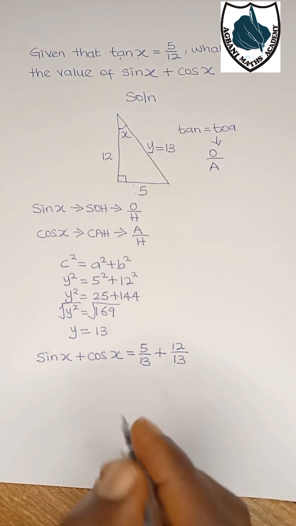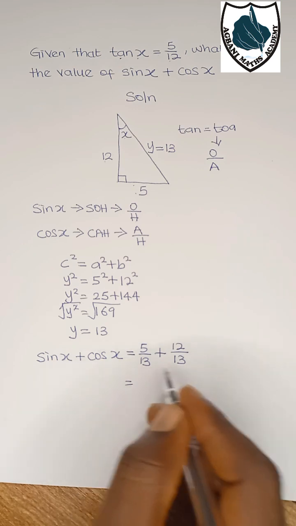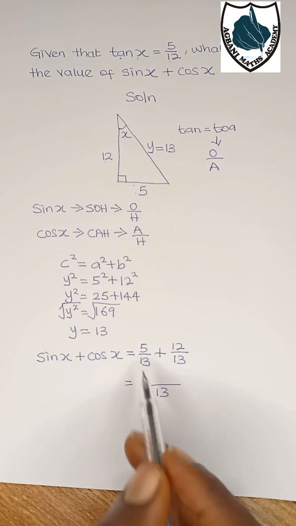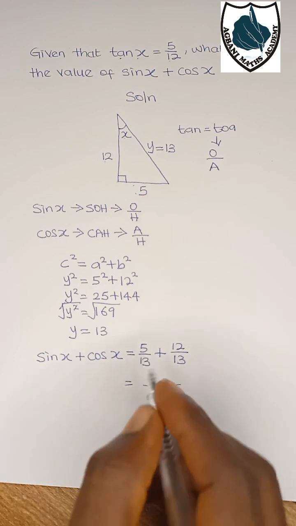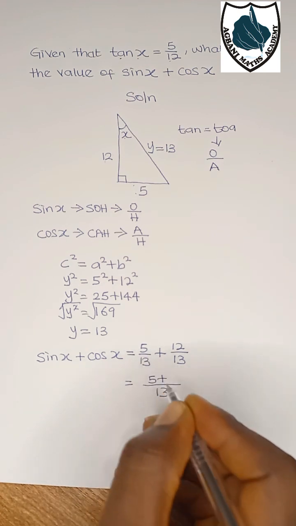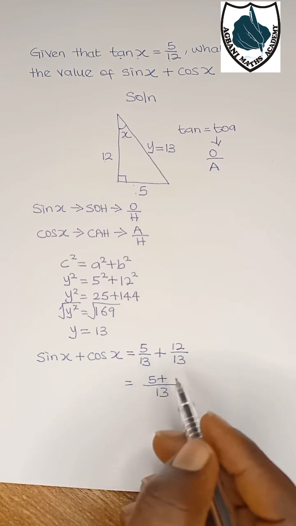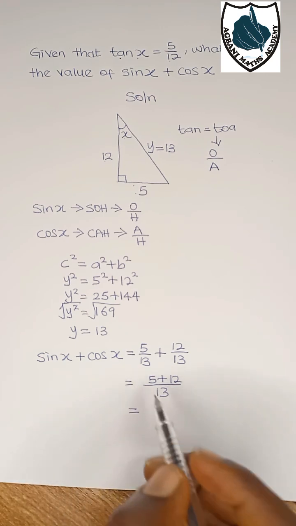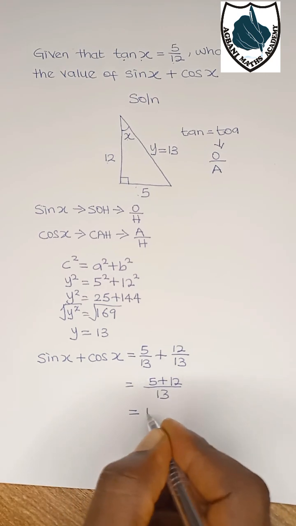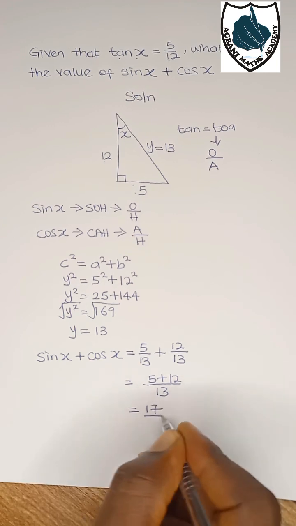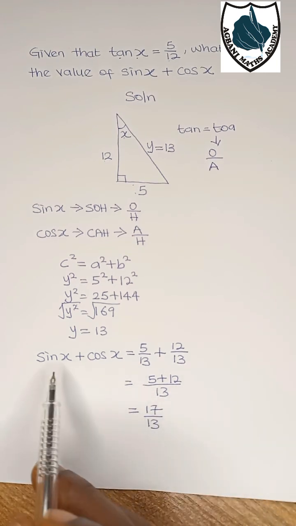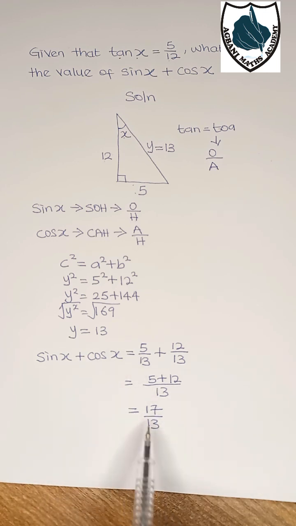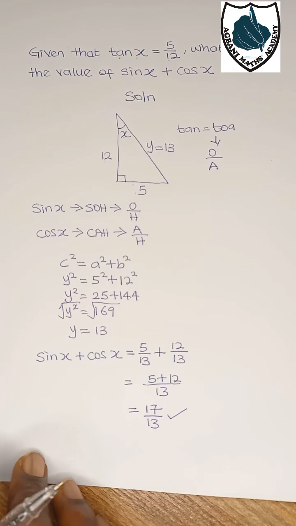The next thing we're going to do is to get a common denominator. Our common denominator is 13 because both denominators are 13. Okay, so 13 divided by 13 is going to give us 1. 1 multiplied by 5 is going to give us 5. Plus 13 divided by 13 is going to give us 1. 1 multiplied by 12 is going to give us 12. Therefore, our final answer is 5 plus 12, which gives us 17 all over 13. So the value of sine x plus cos x is equal to 17 all over 13. This is the simple answer to this question.